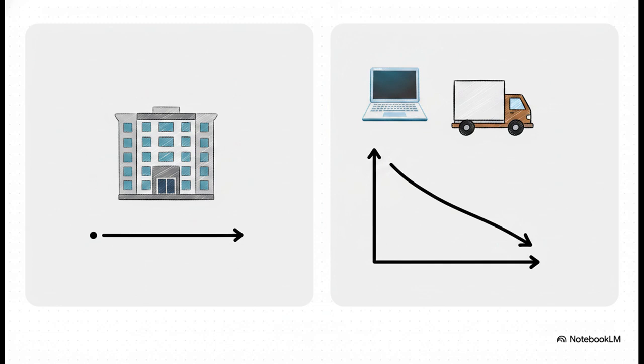Then we have double declining balance, or DDB for short. The formula takes the beginning book value and multiplies it by 2 divided by the useful life. This is an accelerated method. It's best when the benefits of an asset are heavily front-loaded. Think of technology equipment or fleet vehicles that lose their utility and efficiency incredibly fast in those early years.